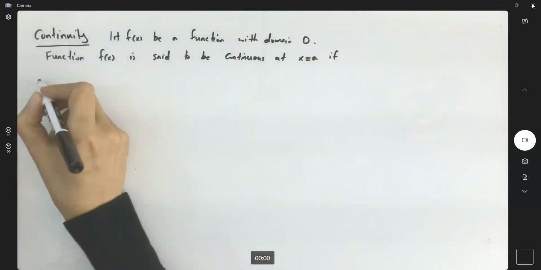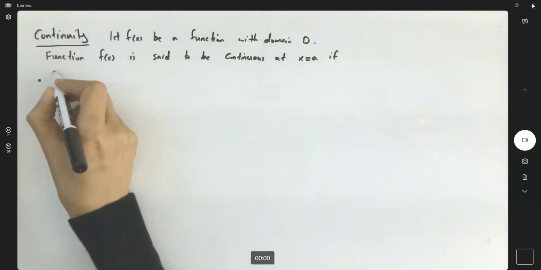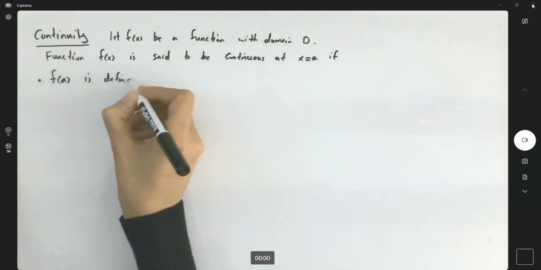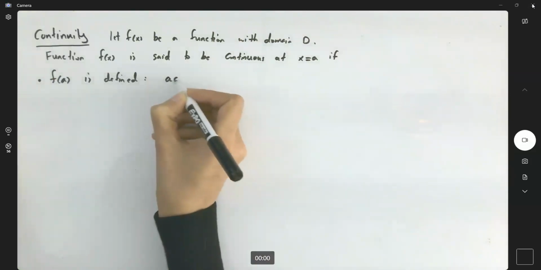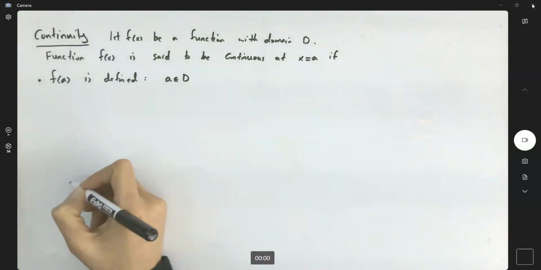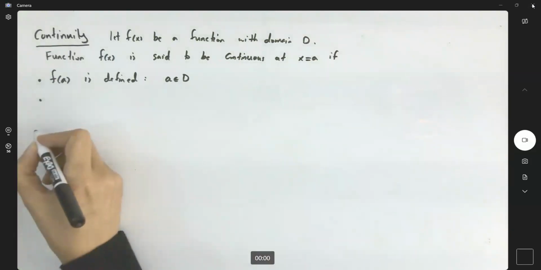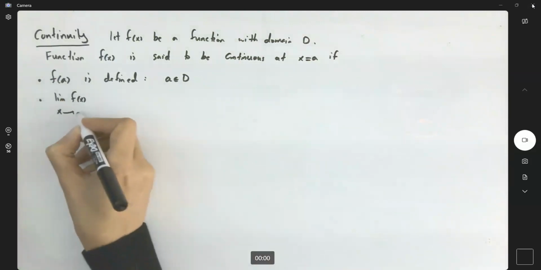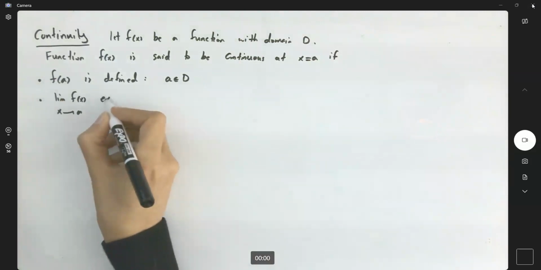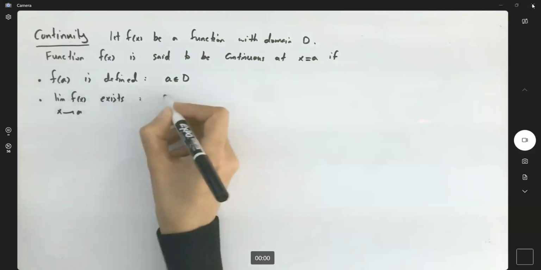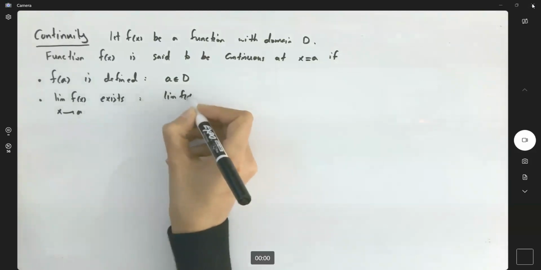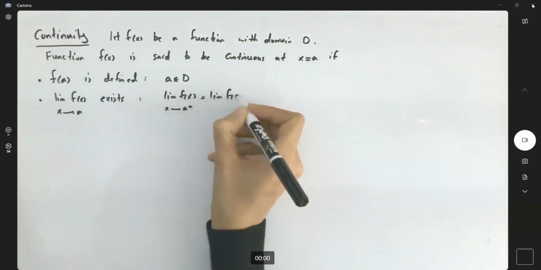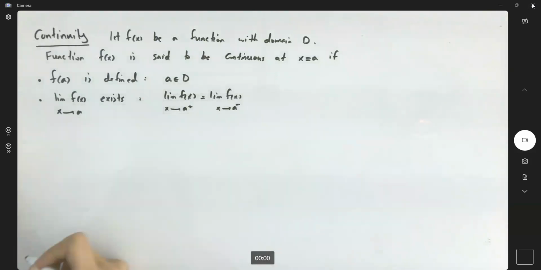The very first condition is, first of all, f of a is defined. What's the meaning of that? It means that a belongs to the domain of the function. The second condition, the limit exists. The limit of f of x as x approaches a exists. What's the meaning of that? It means that the limit from the left is the same as the limit from the right.